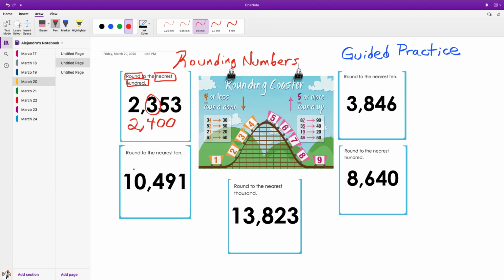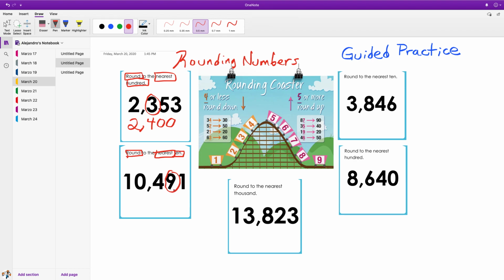So before I do anything else, let's go ahead and read the instructions together. And the instructions say round to the nearest 10. So keywords right here, round, nearest 10. Okay, so first things first, let's go ahead and find the tens. Really easy, right? So ones, tens. So what I'm gonna do, I'm gonna circle the tens, and we are gonna do the same thing that we did with the first one.